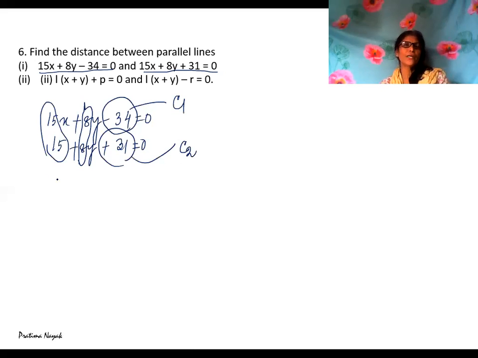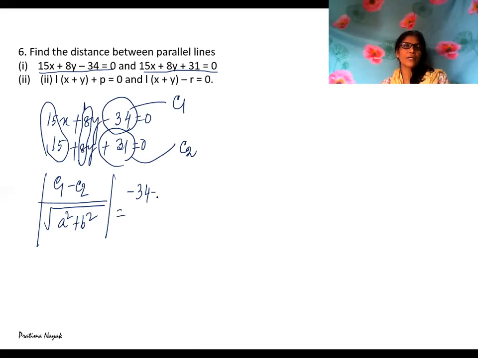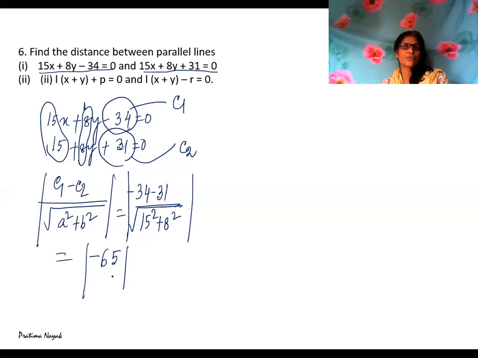So what is the formula? It will be C1 minus C2 by under root A square plus B square. So it will be minus 34 minus 31 upon under root 15 square plus 8 square. How much is 15 square plus 8 square? Of course, modulus, minus 65 by this will be 17. So 65 by 17 is the answer.